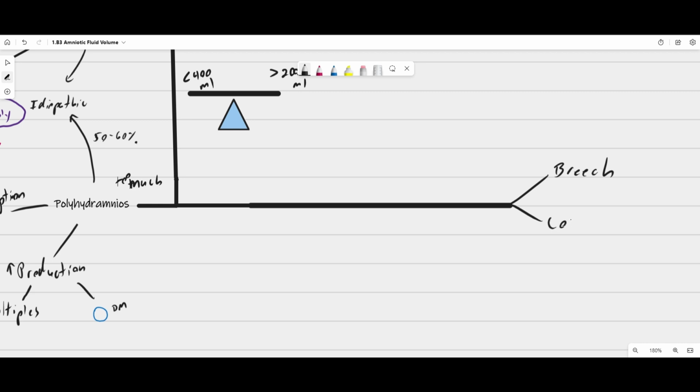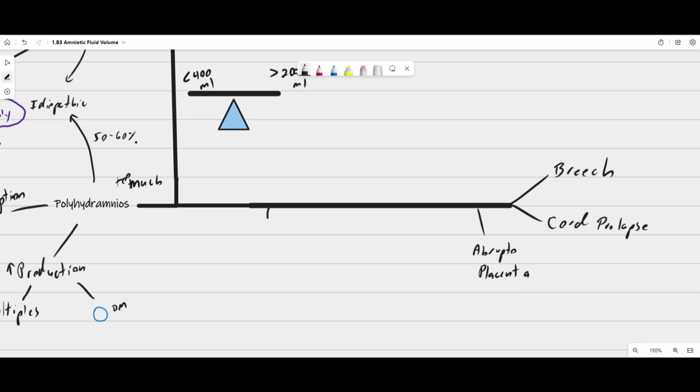Another one is cord prolapse. So there may be so much fluid in there that it's actually pushing the cord out, so it might pop out, or baby might get compressed up against it. So watch out for that one. And then abruptio placentae. So just an abruption of the placenta. So there's too much pressure in that uterine area and the placenta becomes unattached.